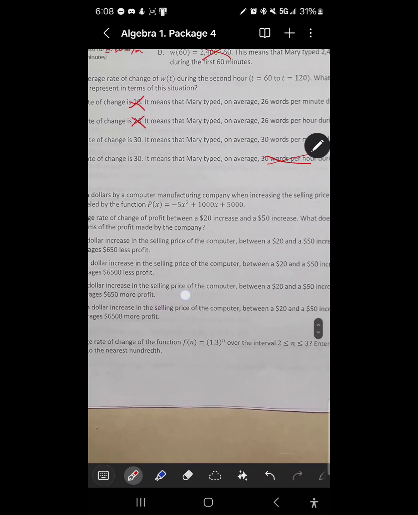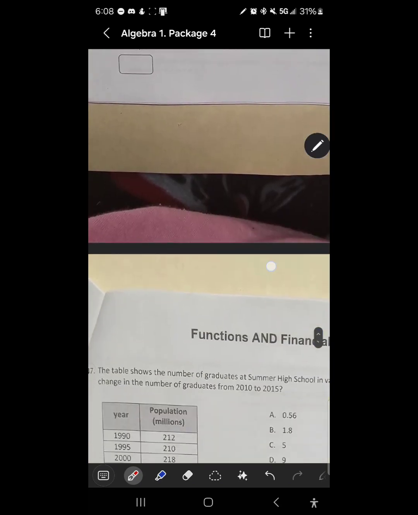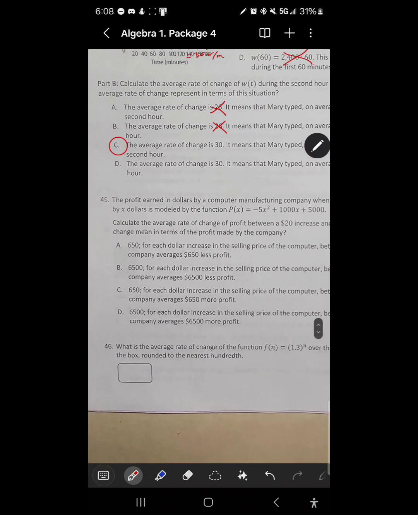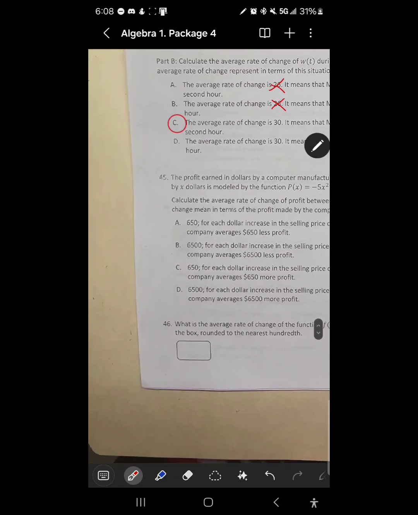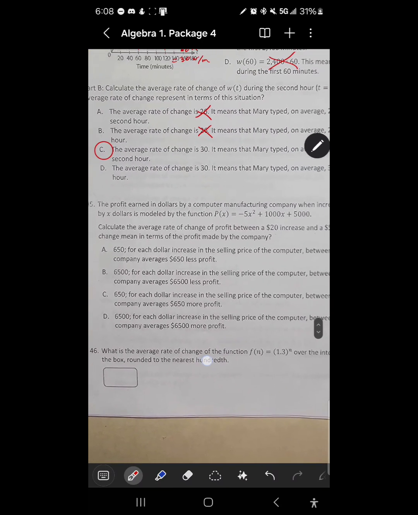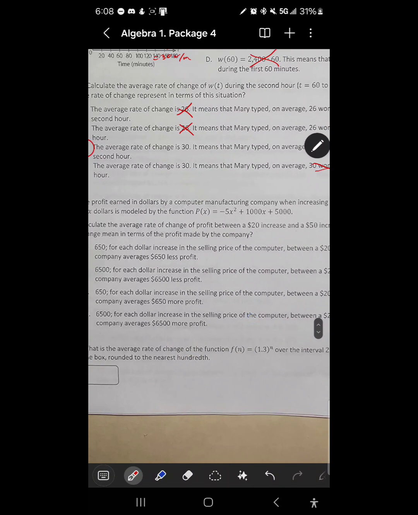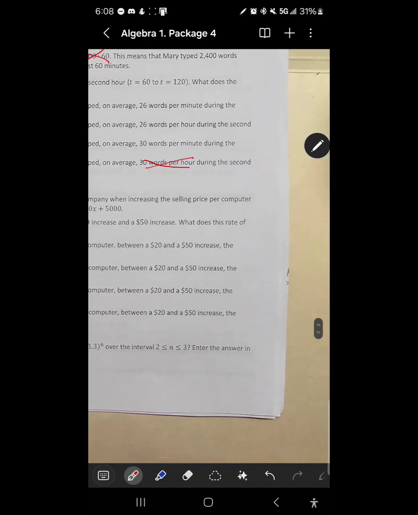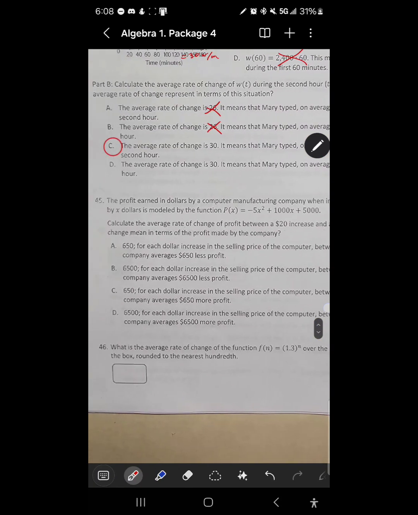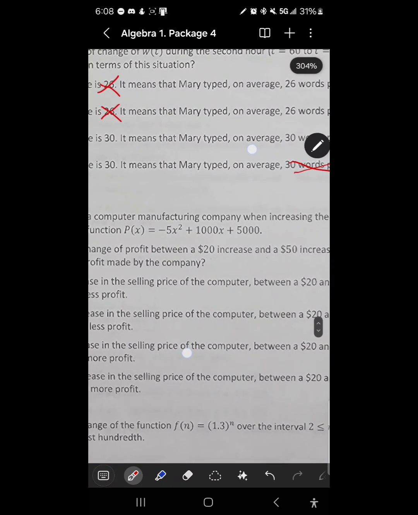Yeah, I think I can do this last one really quick. So let's see this. These last two, I'm going to do them really quick. So the profit earned in dollars by a computer manufacturing company when increasing the selling price per computer by x is given by the function. Okay. Calculate the average rate of change of profit between a 20 increase and a 50 increase. What does this rate of change mean in terms of the profit made by the company?